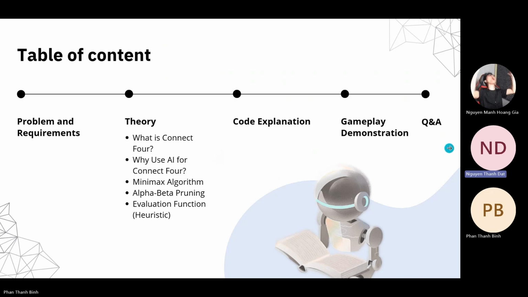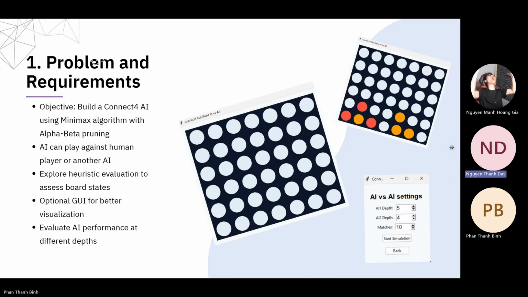About the table of contents, the first one we will talk about is the problem and requirement. The next one is the theory related to the project, and the next part is code explanation. Mr. Nguyễn Mạnh Hoàng Gia will explain the code, and for the last part I will show you the gameplay demonstration to help you understand more about our project. So let's start with the first part by my teammate Phan Thanh Bình.